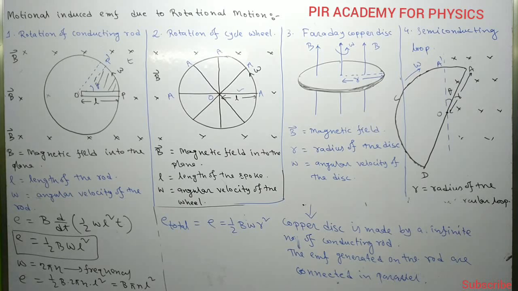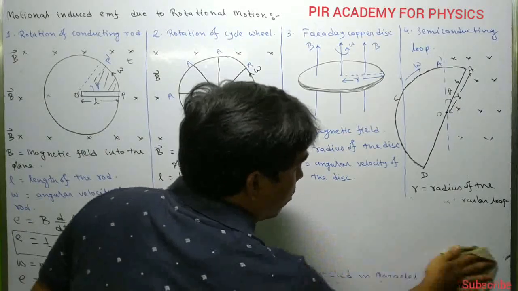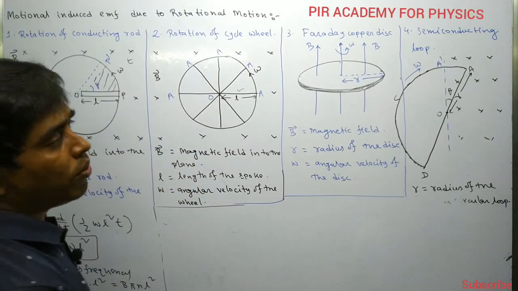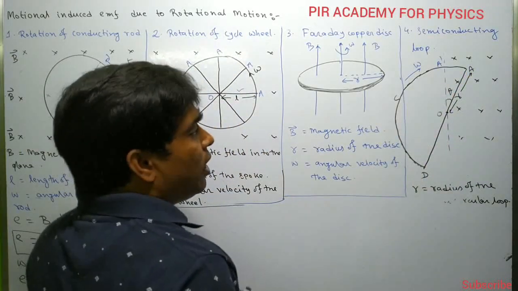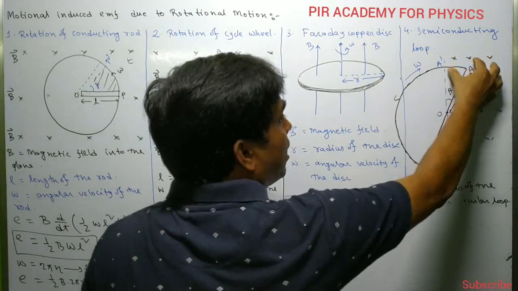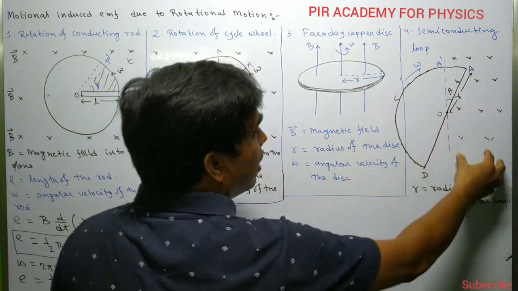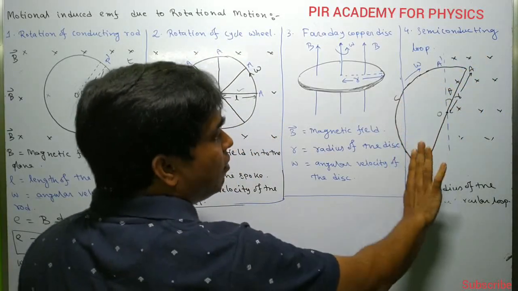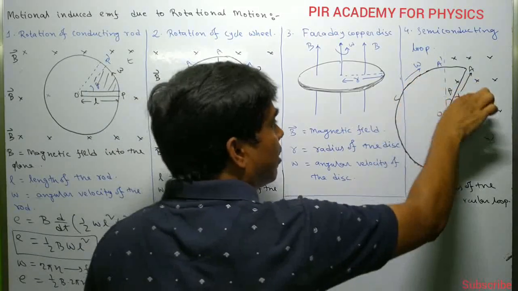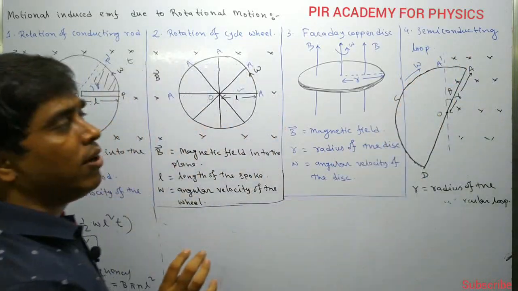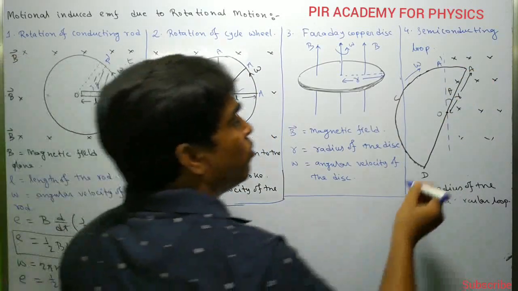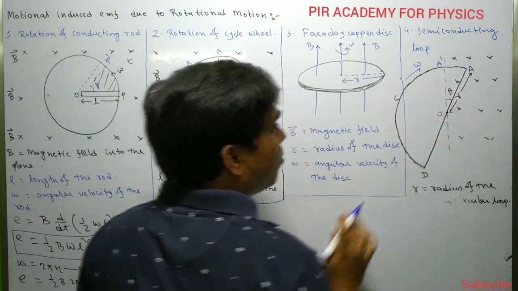Now I will discuss the semicircular conducting loop. Here is the loop. You see that this is the magnetic field region, and here there is no magnetic field. When this loop enters the magnetic field region, there will be a change in magnetic flux. You have to calculate the change of magnetic flux.